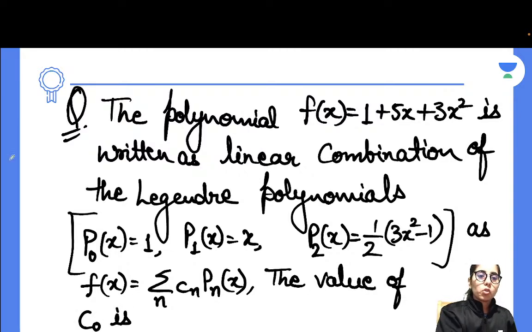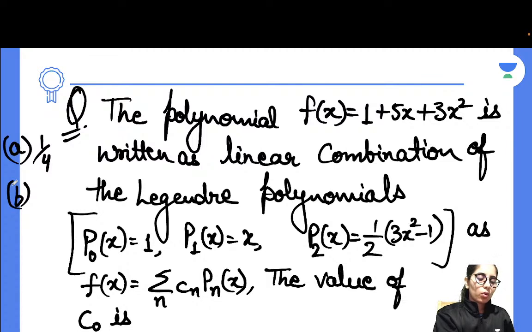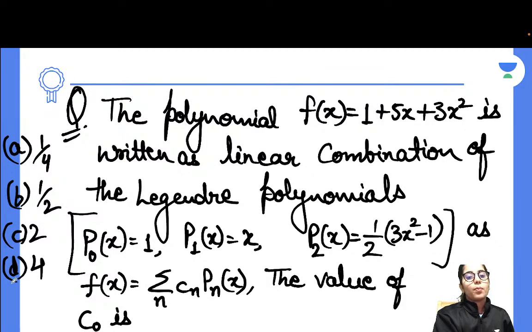The options given to you, I'm going to write them here on the side. Option A is 1 by 4, B is 1 by 2, C is 2, and D is 4. Now, the polynomial f(x) equal to 1 plus 5x plus 3x square is written as a linear combination of the Legendre polynomials P naught x equal to 1, P1 x equal to x, P2 x equal to 1 by 2 times (3x square minus 1), as f(x) equal to the summation over n of c_n P_n(x). The value of c naught is?